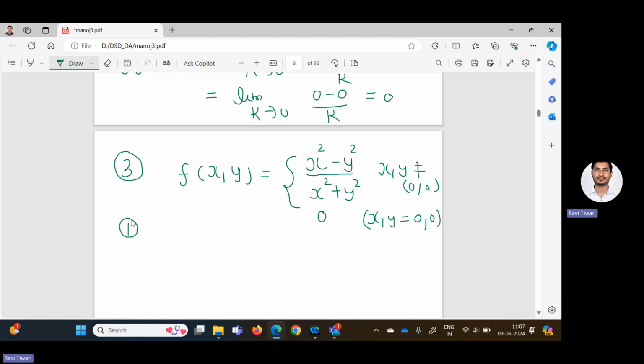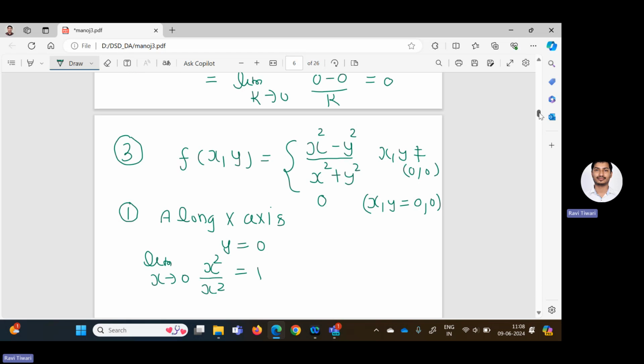Let me take first the path along the x-axis. Along the x-axis, y should be 0. You will get the limit as x tends to 0, y equal to 0, then we get x² divided by x², which comes out as 1. Similarly, we can choose the path along the y-axis.